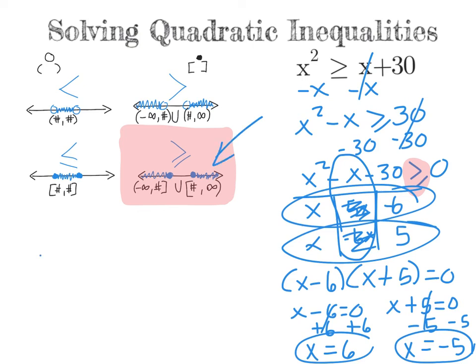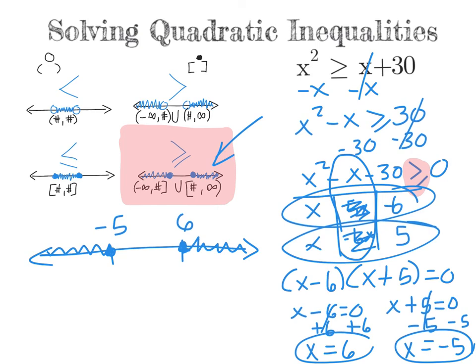So when I do my number line, I basically match it to the picture that I decided it was going to be. This is negative 5. This is positive 6. Because we have greater than or equal to, the dots are going to be closed instead of open. So I fill it in here at negative 5 and 6. I'm basically just copying the picture that I have. Because it's greater than, I'm shading away from the solution instead of in between.